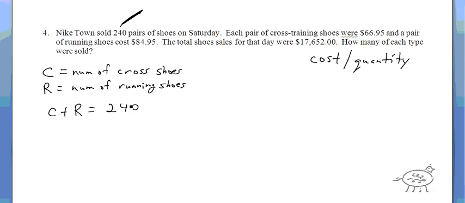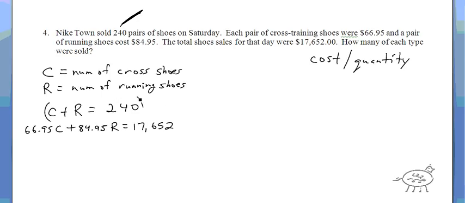Okay, the next one is pretty easy too, but it says the cross-training shoes were $66.95. So there we go, $66.95 times C plus running shoes are $84.95 times R, and that equals $17,652. Okay, it's nice when you kind of line them up. I didn't really line it up that well, but it's okay.